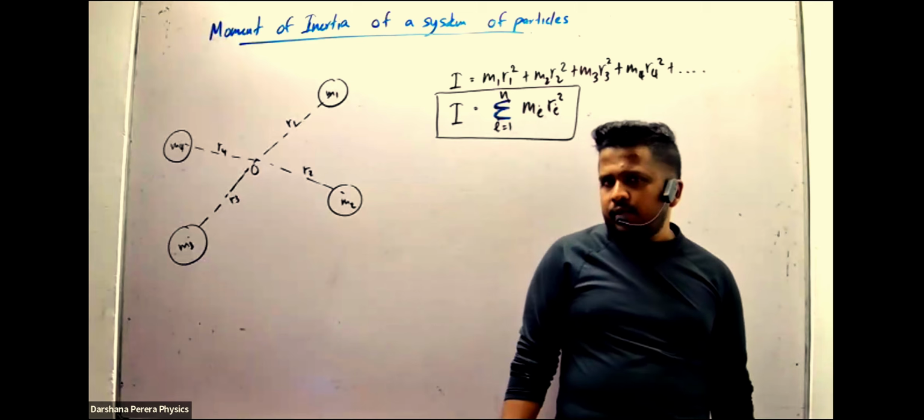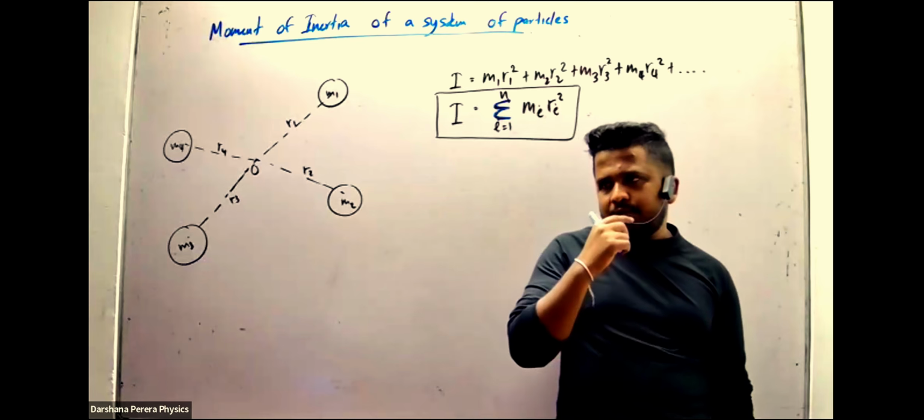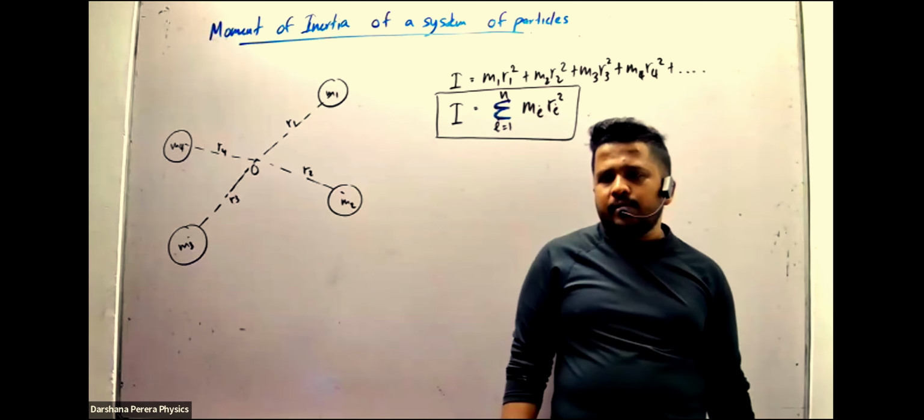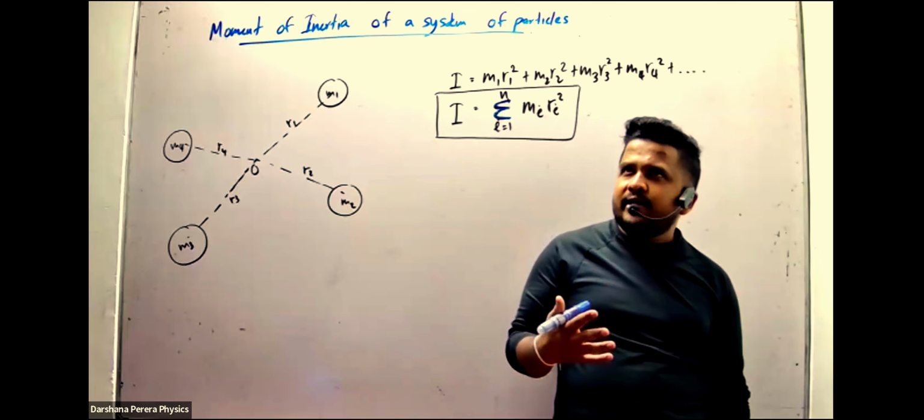It is the normal formula. We take it as it is, right? We have to substitute the values and take the value like that. We have to memorize that one.